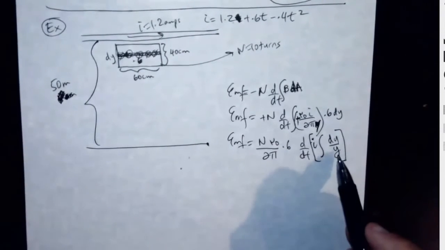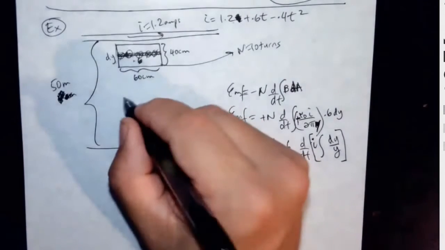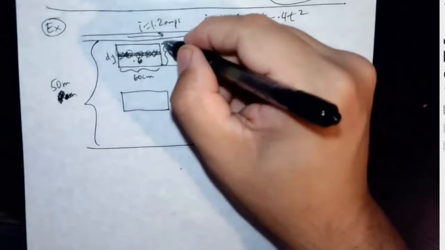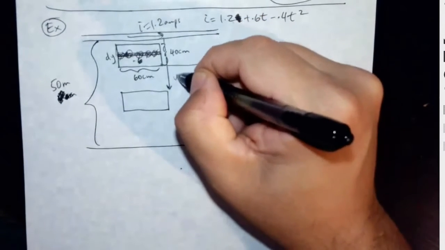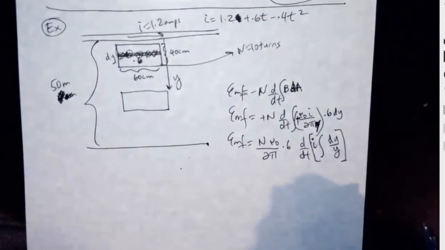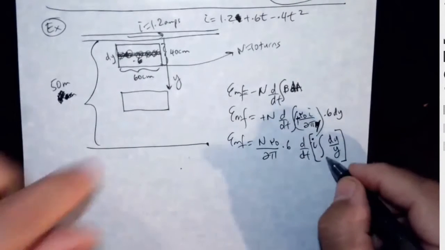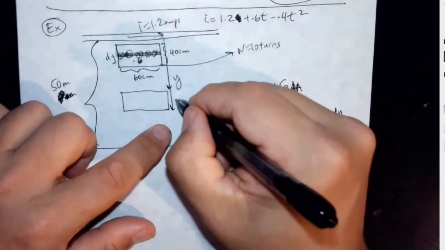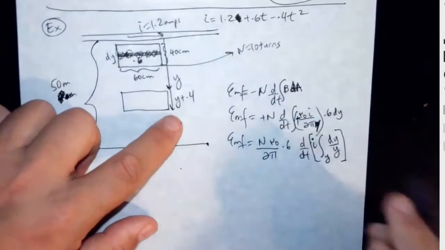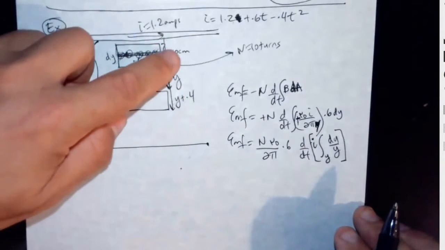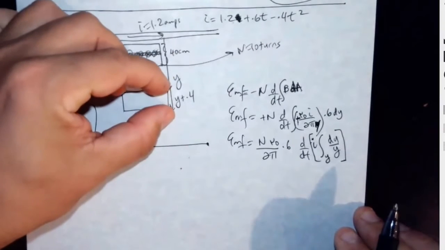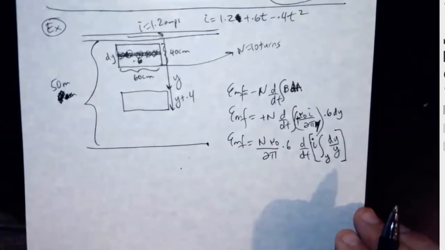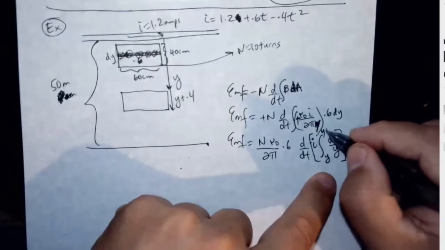So now what are the limits of the integral? Well, at some random point, the wire is going to be here, right? So the distance from here to here is going to be y, right? So the limits of the integral are from y all the way to y plus 0.4, because it's 0.4 meters longer than that, right? So then you have y plus 0.4.